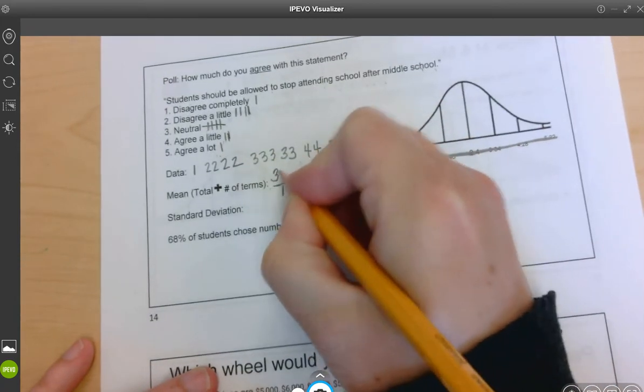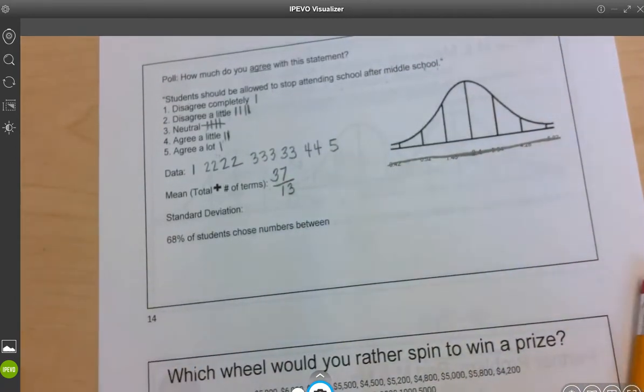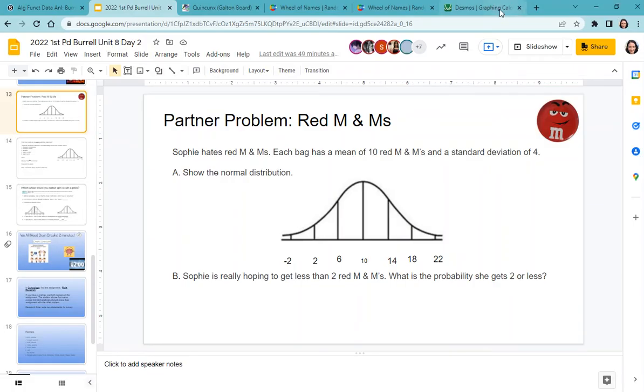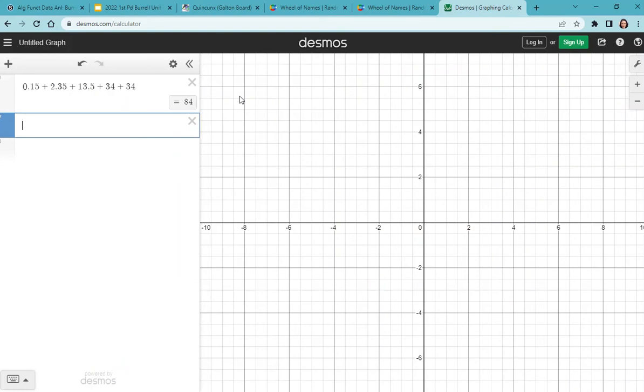So now let's see if we can round this right. I'm going to round it to 1 decimal place. Let me go back to Desmos, and I'm going to do 37 divided by 13. Okay, if you round it to 1 decimal place, the 4 is less than 5, so you keep it at 2.8. So we're going to round this to 2.8.